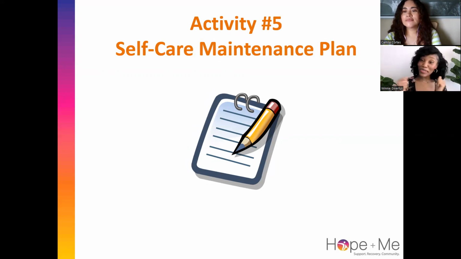We have a back-to-back exercise in this second part of our webinar. Exercise number 5, or activity number 5, is a self-care maintenance plan that can be found on page 11 of the manual that you have. What we're doing is inviting you to craft a self-care maintenance plan. Why? Because self-care and self-compassion go hand in hand. Caring for ourselves is a crucial part of self-compassion.